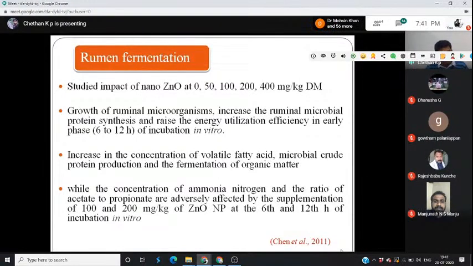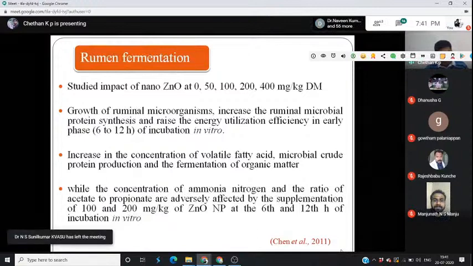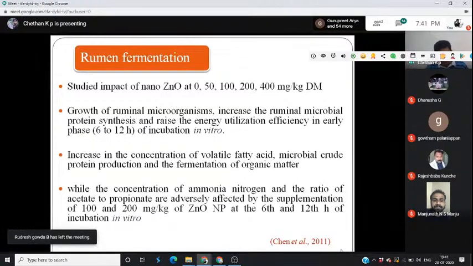They also found an increase in the concentration of volatile fatty acids, microbial crude protein production, and fermentation of organic matter in the nano zinc supplemented group. Overall, they concluded that at 100 and 200 milligram per kg of nano zinc oxide there were better results, like decreased concentration of ammonia nitrogen and an increased propionate ratio compared to other groups.